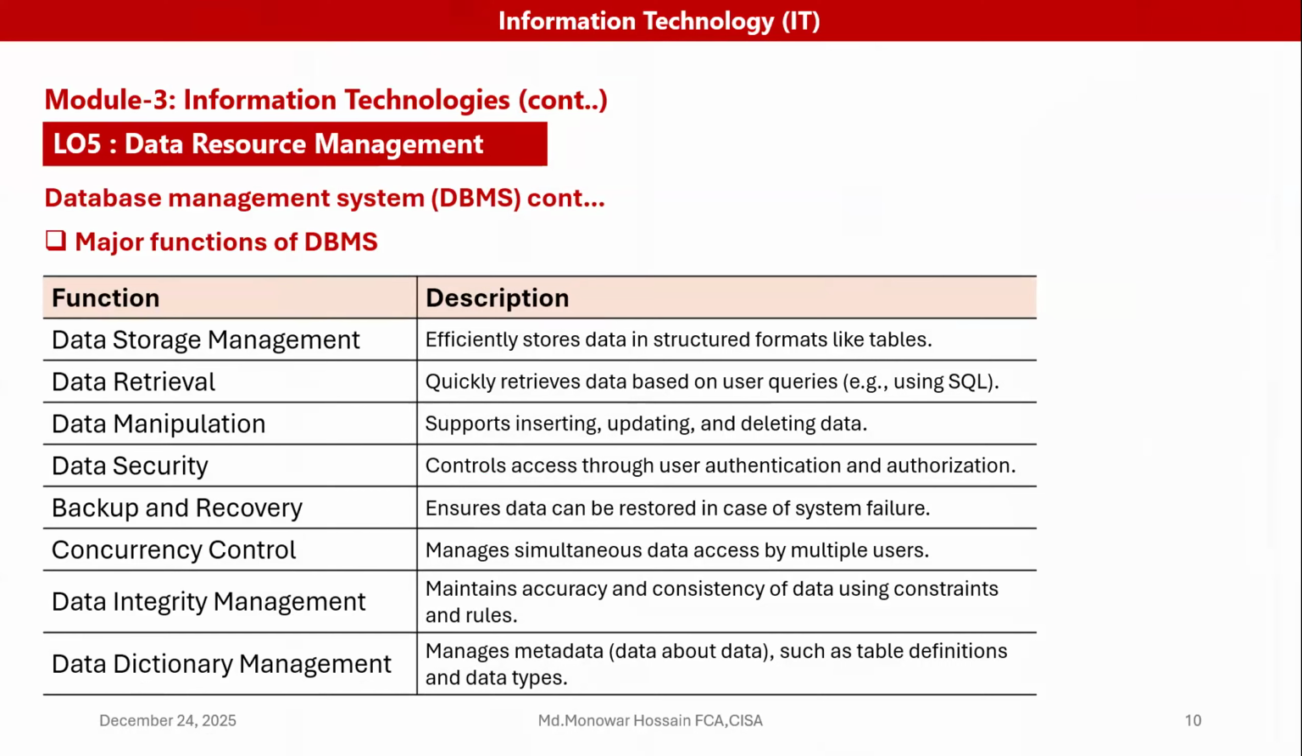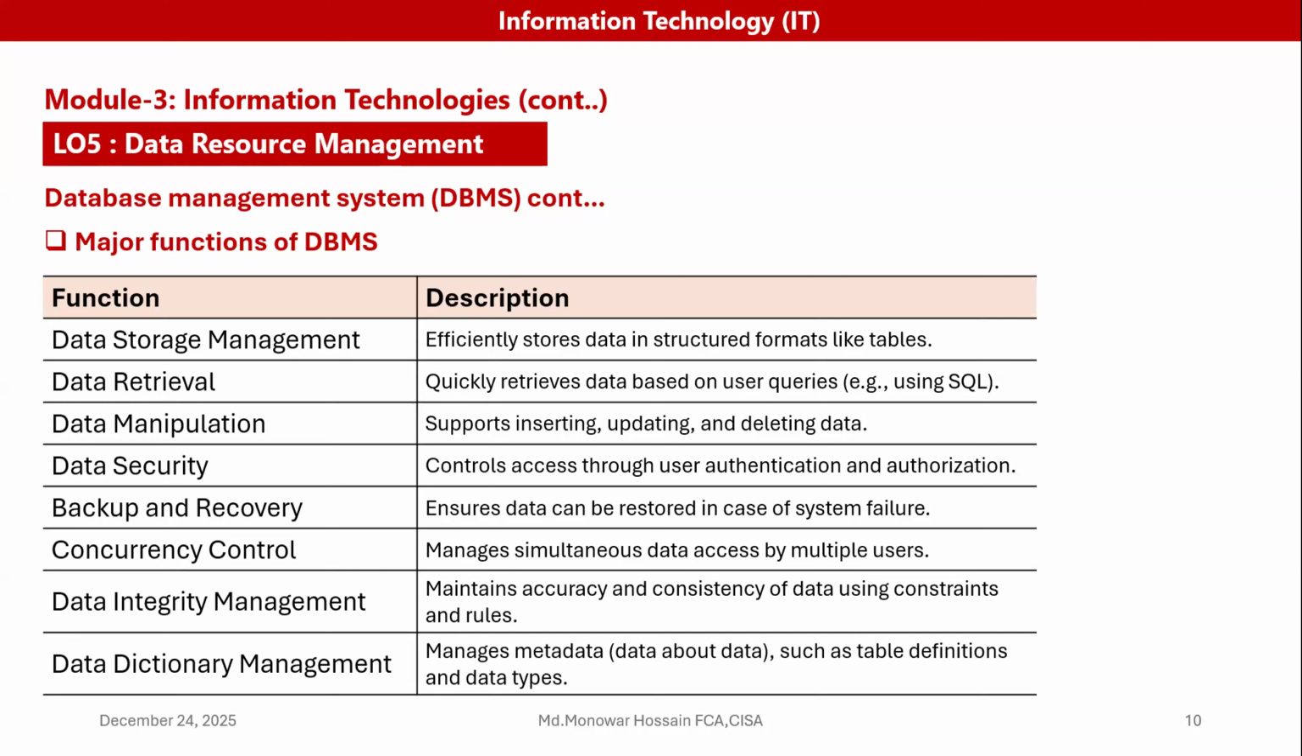So now the database management system's major functions. The first function is data storage management. The basic purpose is to efficiently store data in a structured format, for example, like tables. Data retrieval means quickly retrieving data based on the user query. Data manipulation means support for inserting, updating, and deleting data from the database.